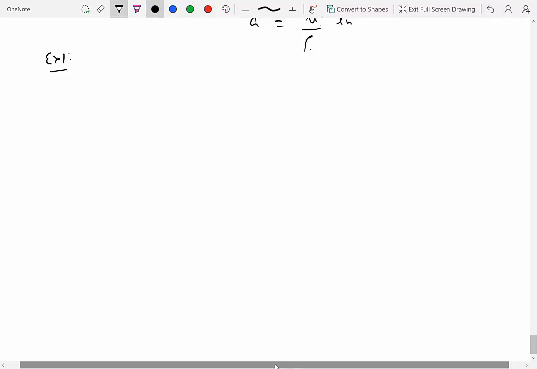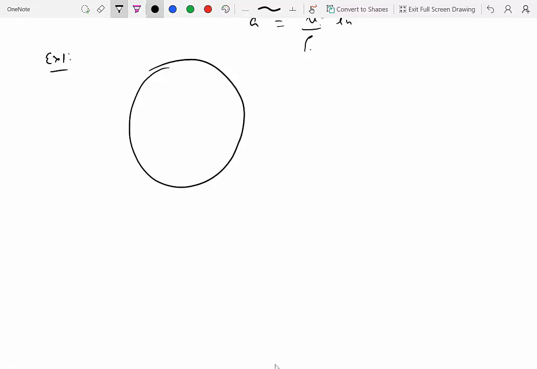So example one would be a particle moving along a circular path. The particle is moving along a circular path, and we want to know what its velocity and acceleration are. Let's say particle P is over here, and its velocity is given to you as a constant v0. It could be something like 5 meters per second. And the question is, what's its acceleration?